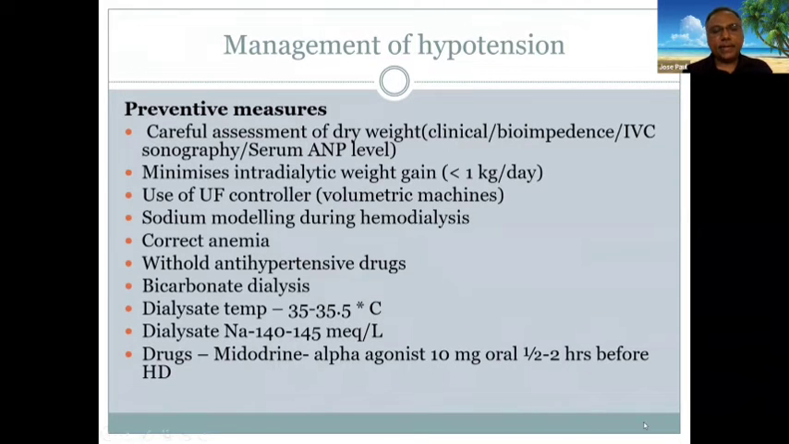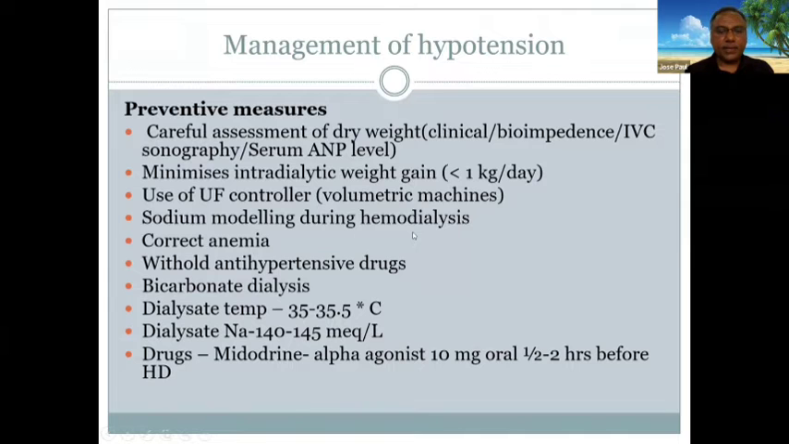And you have to minimize intradialytic weight gain to less than 1 kilogram per day. That would be the ideal one. You have to use machines with the use of an ultrafiltration controller. Nowadays, most of the machines are volumetric machines. In our days, there were non-volumetric machines, and you had to set the ultrafiltration volume removal on these machines, and this often led to profound hypotension.